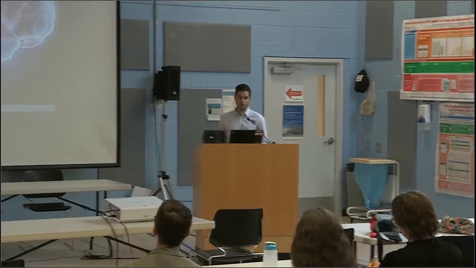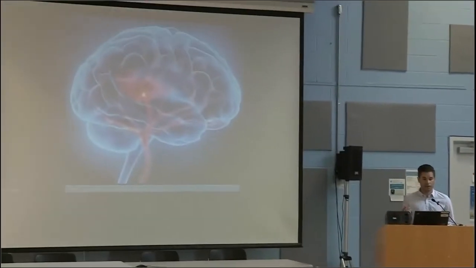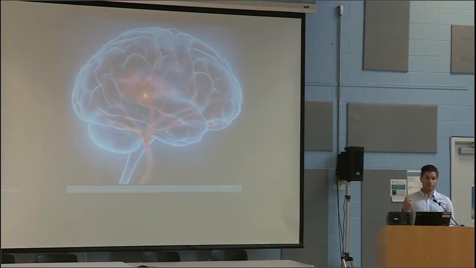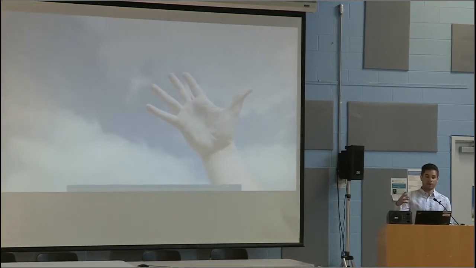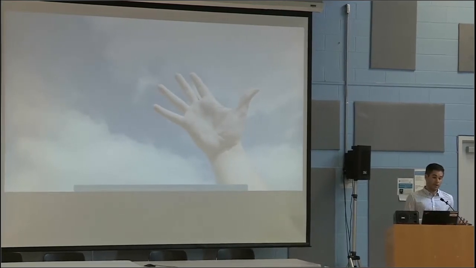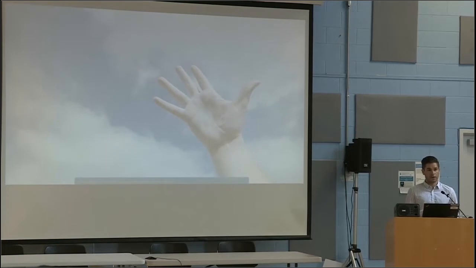A stroke occurs when one of the blood vessels leading to the brain gets blocked or ruptures, and because of the lack of blood supply, some of the brain functions are affected. And what happens is that with a lot of people after a stroke, they suffer from difficulty moving their arms or their legs. In my project, I focused on the arm, because a lot of people, even when they go to therapy after a stroke, don't fully recover.